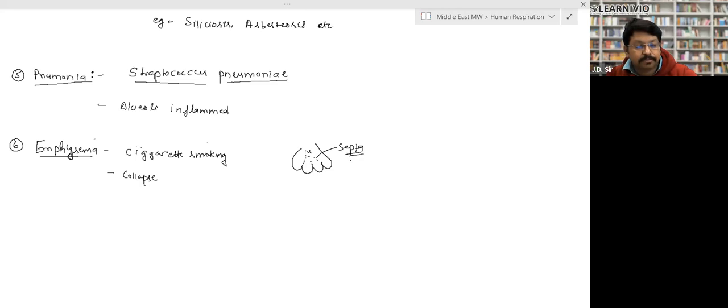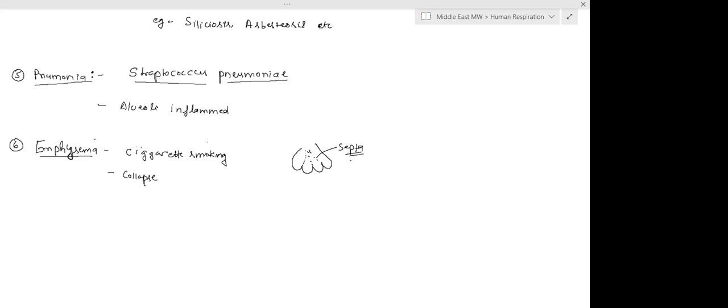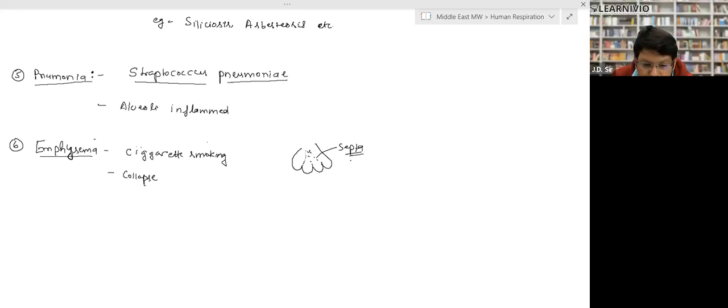So, guys, go through it and let me know in case you have any doubt, any question. Sir, can you please repeat the last sentence? Which one? Collapse of alveolar septa reduces the surface area of alveoli for exchange of gases. Clear?